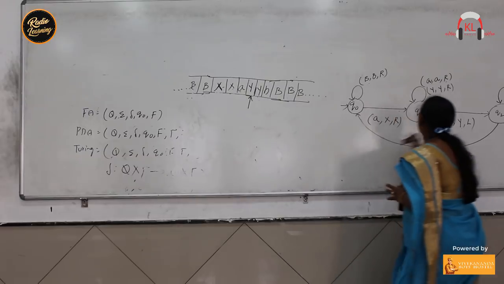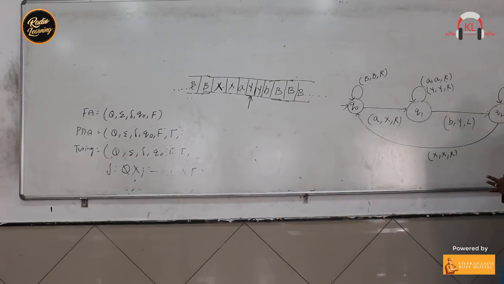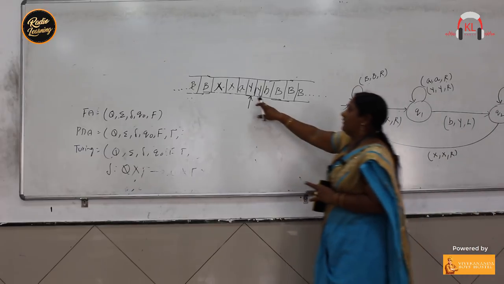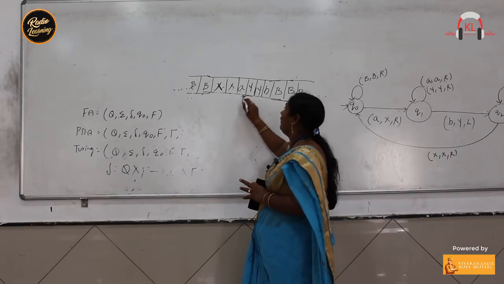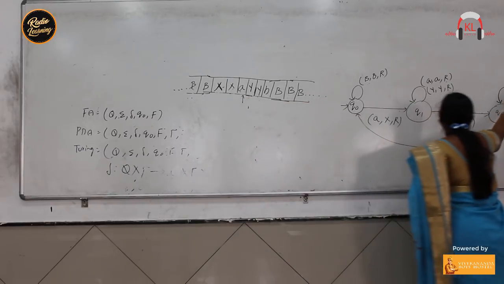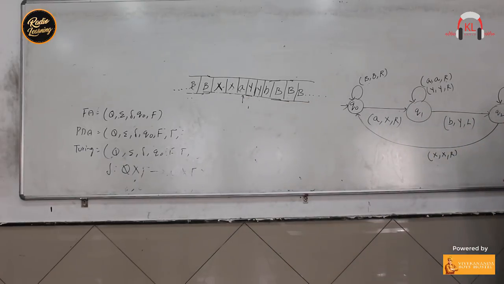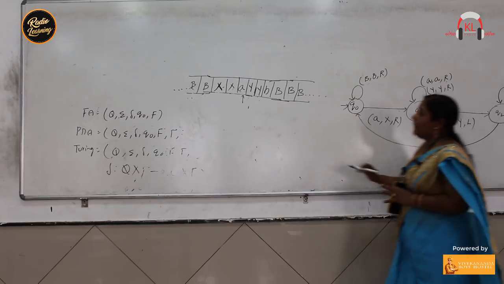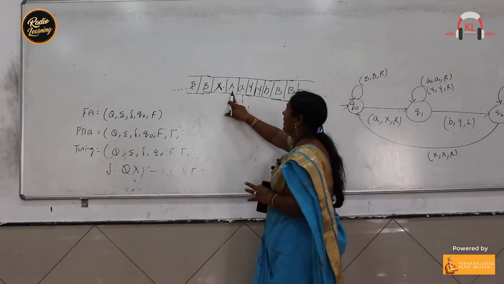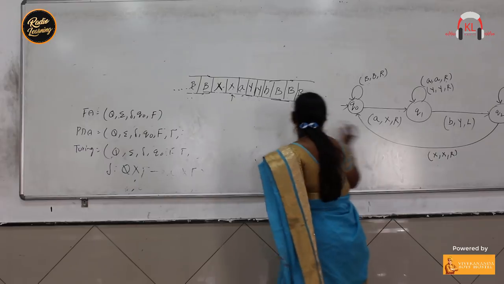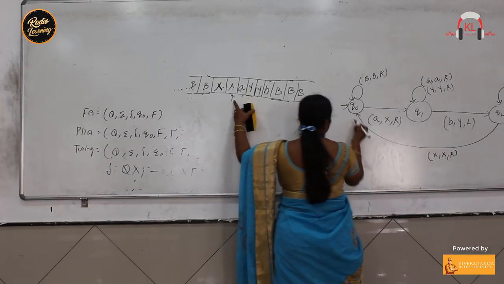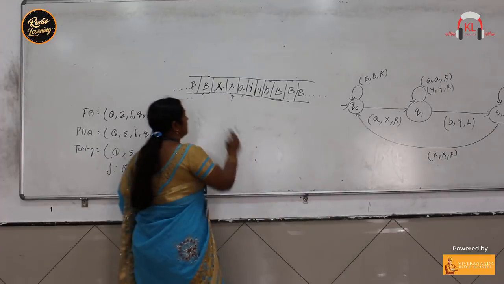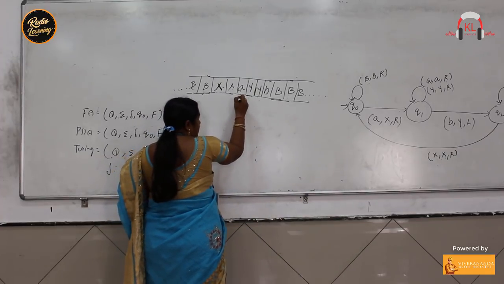In my path, I found Y also. If I find Y, I am keeping that Y as it is and moving left. Again I found A. What do you do if you find A? I am keeping A as it is and moving left. Now I found X. Whenever you find X, keep X as it is and move right and go to the initial state. Now here I am pointing to A.